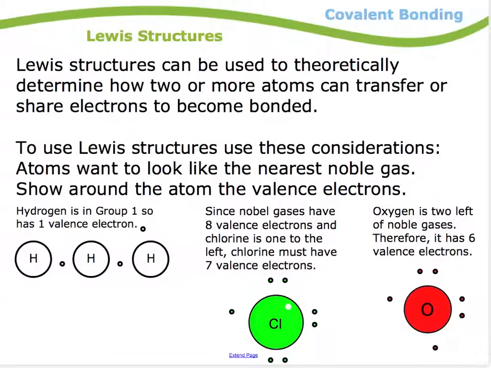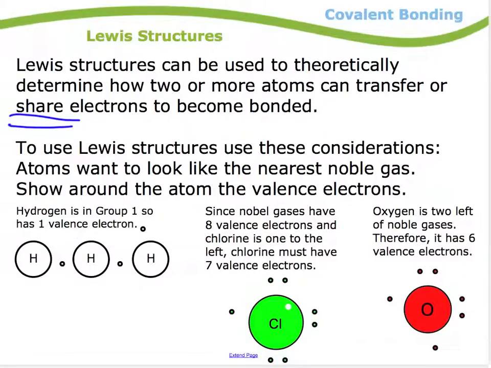Now, in a couple of scribblecasts, we've looked at these things called Lewis structures, or I've used them, and I wanted to look a little bit more and play with it a little bit, just to give you a bit of practice on how you can use Lewis structures to help you get an idea of what's happening with the electrons. So, Lewis structures help us theoretically determine how 2 or more atoms are either transferring or sharing electrons. Most of the work we'll do here will be the ones where we share electrons.